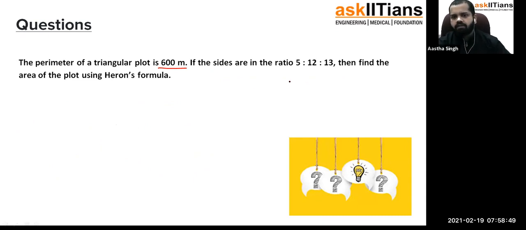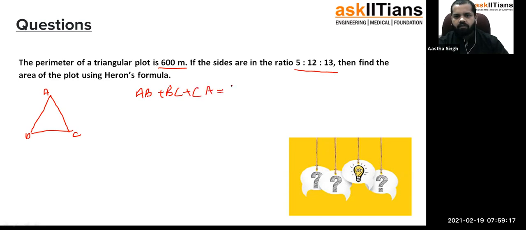The sides are given in the ratio 5:12:13. Then find the area of the plot using this formula. The question is, you are given the perimeter of a triangle, right? What is perimeter? Perimeter is adding all the sides, right? If triangle ABC is there, then AB plus BC plus CA will be equal to 600.